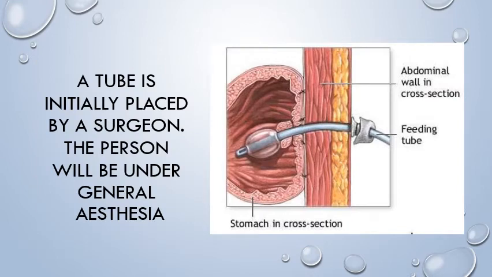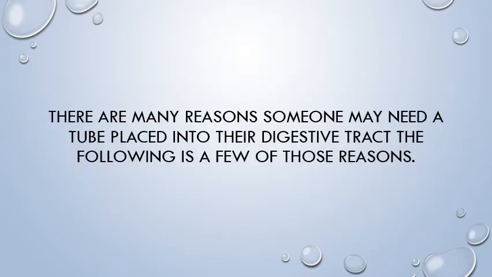The tube will initially be placed by a surgeon. The person will be under a general anesthetic. The surgeon cuts an opening into the abdominal wall from outside to inside the stomach. He then places the tube through the opening. The opening will heal around the tube, forming a channel from the outside to inside the person's stomach. There are many reasons why someone may need a tube placed in their digestive tract. The following are just a few reasons.